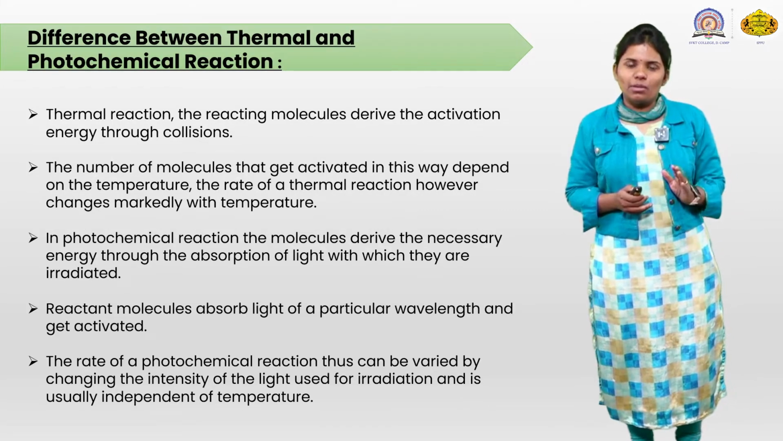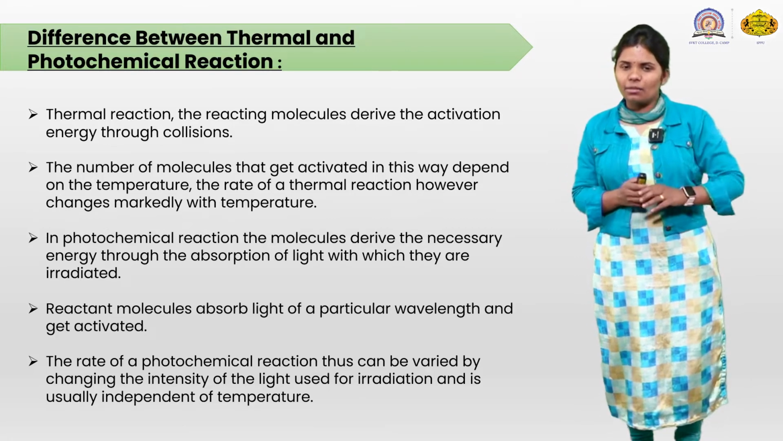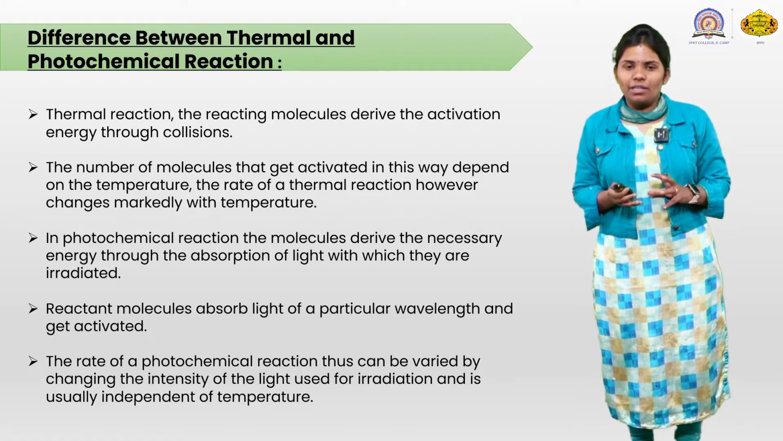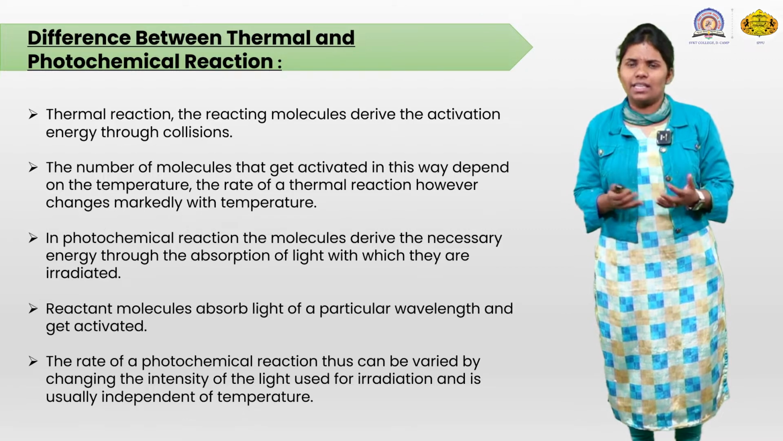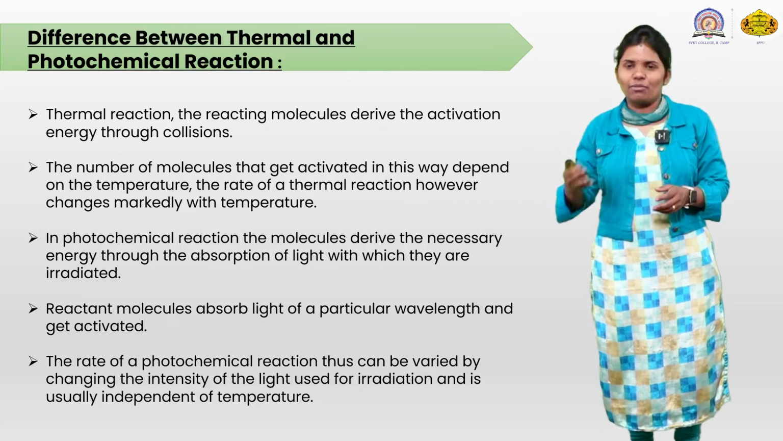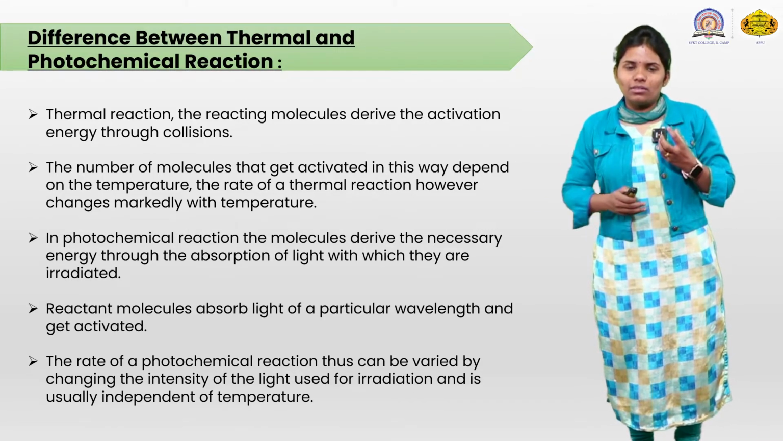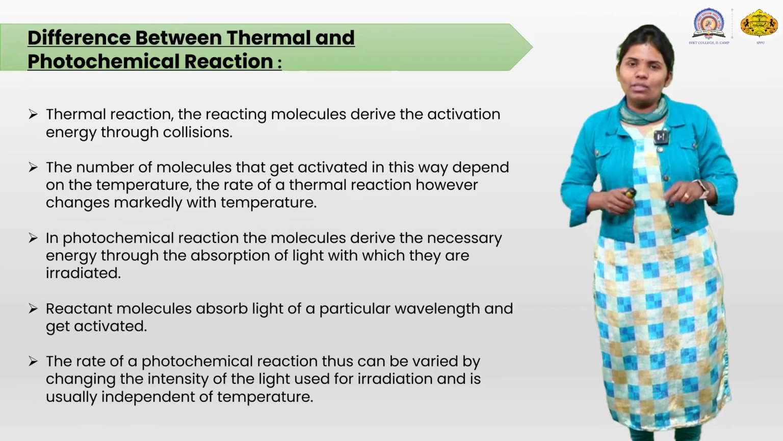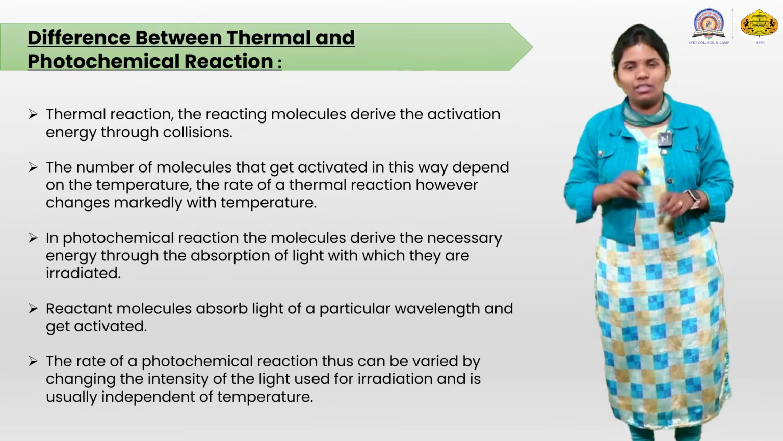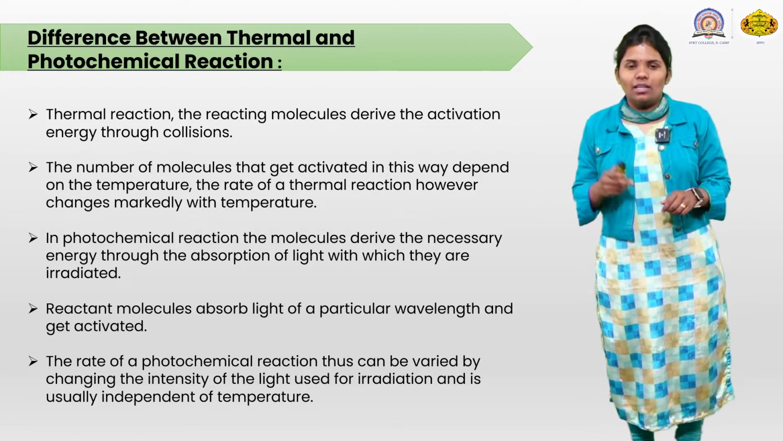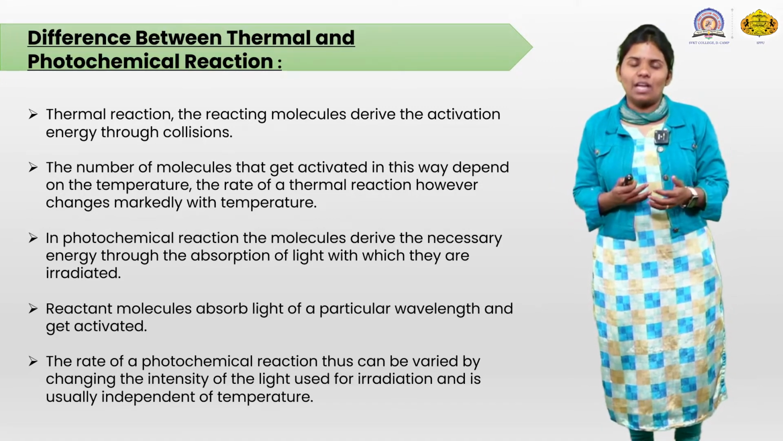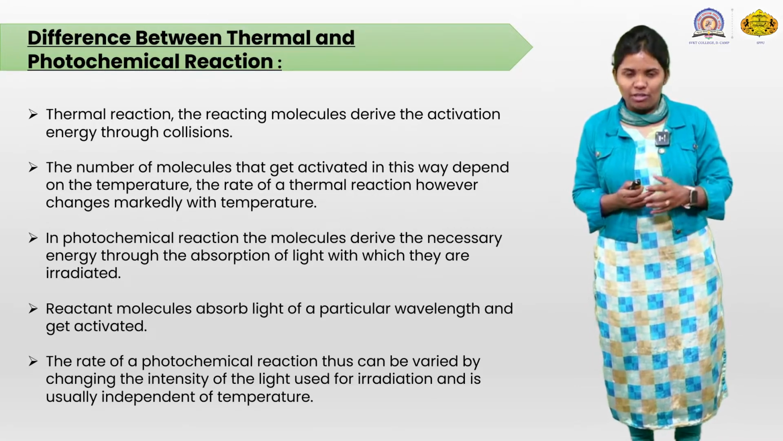What is the difference between thermal and photochemical reactions? In a thermal reaction, the reacting molecules derive the activation energy through collision. Basically in a thermal reaction, we can say it is a chemical reaction. For example, HCl reacts with NaOH, a neutralization reaction forming water and salt. In that, the molecules collide with each other. Only when the molecules have an effective collision do they form the product. So this is the chemical reaction which happens with the help of temperature.